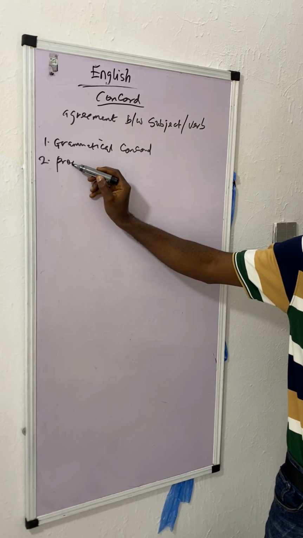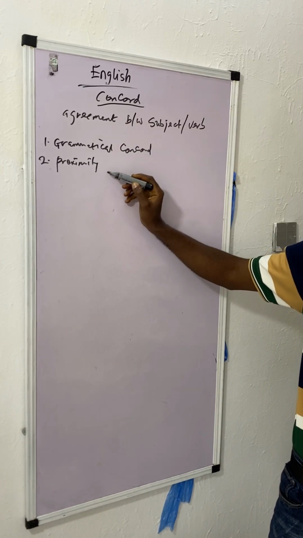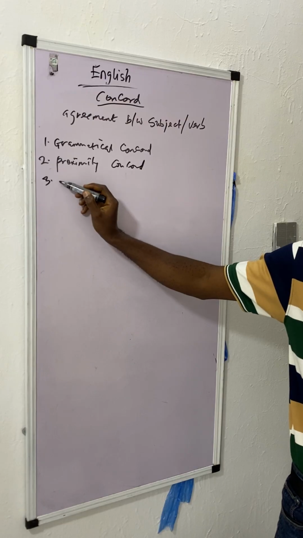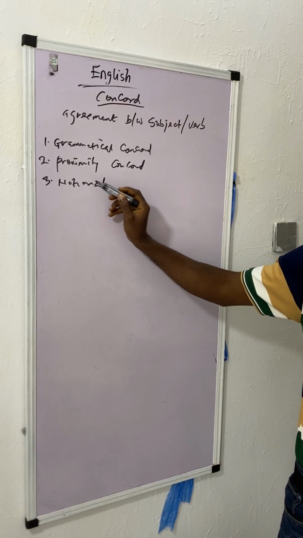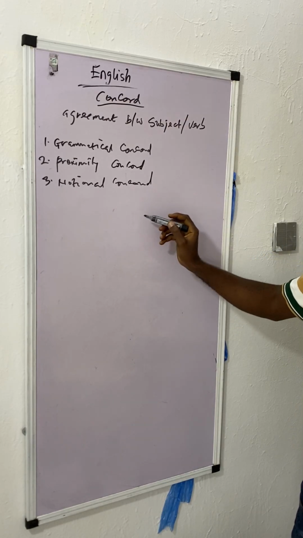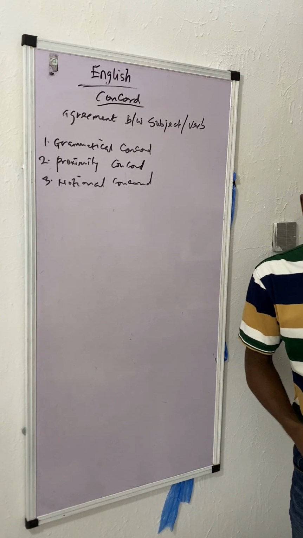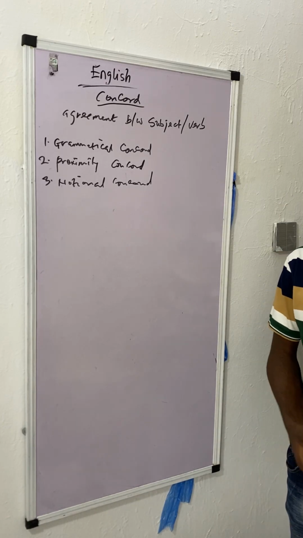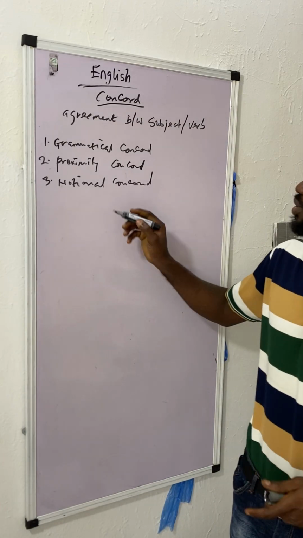Two, we have proximity. Then we have notional concord. We also have other concords, like concord of subordinated subject. But for this level, let's look at these ones. Okay. Picking grammatical concord, the first one.